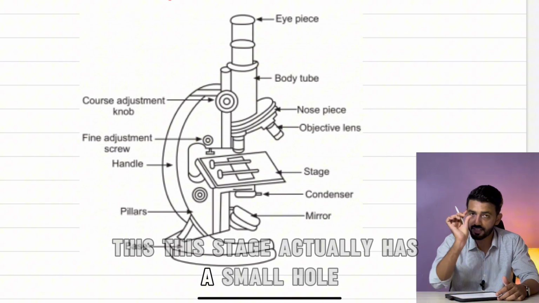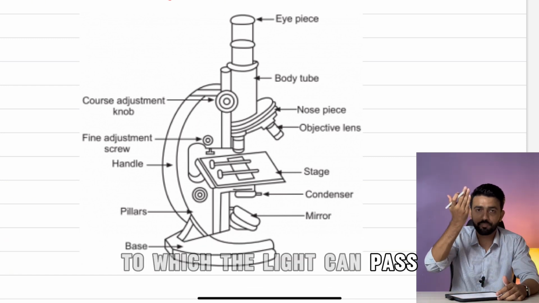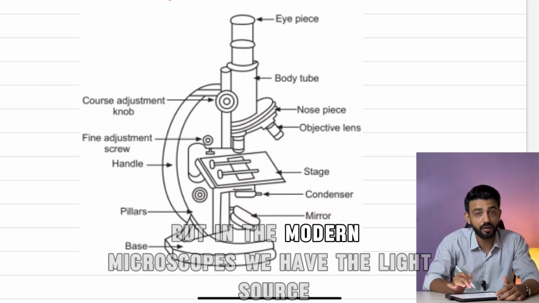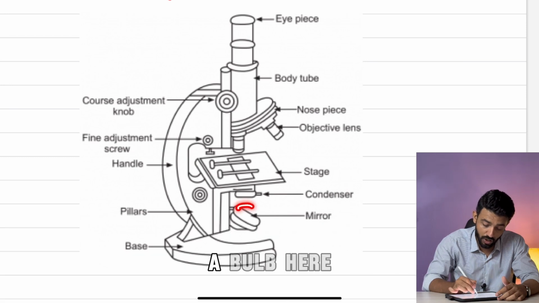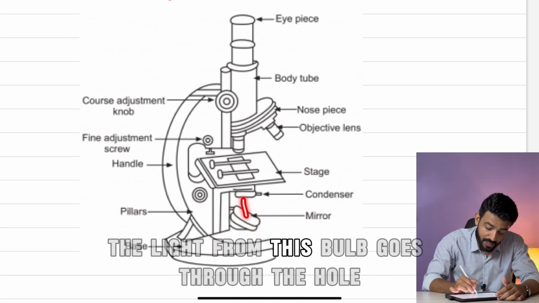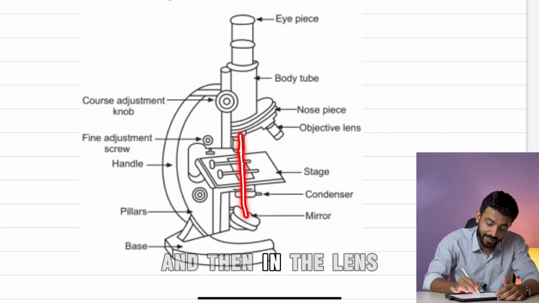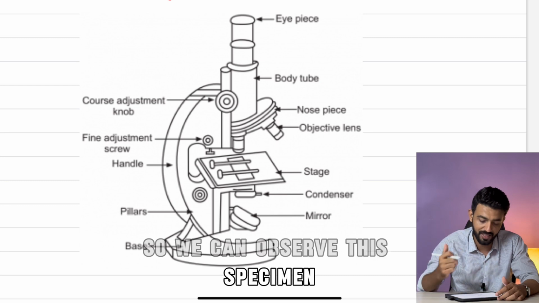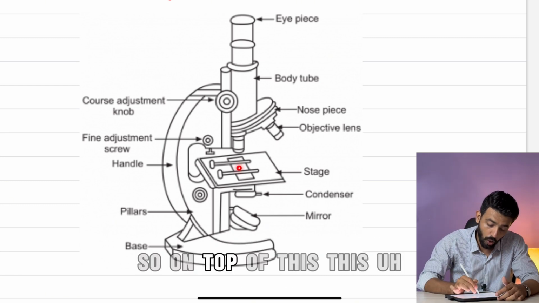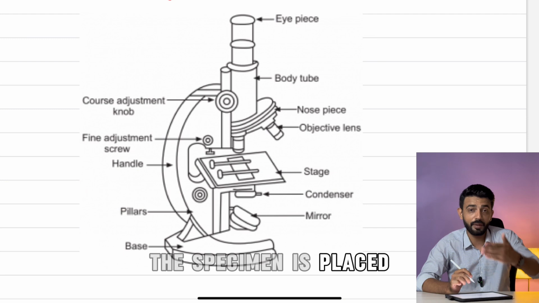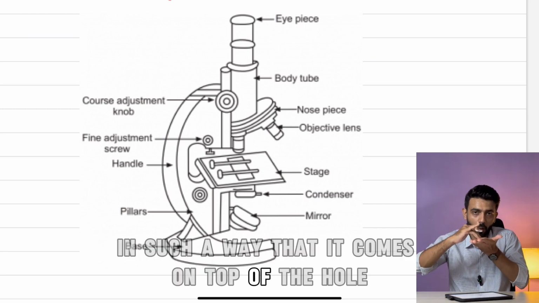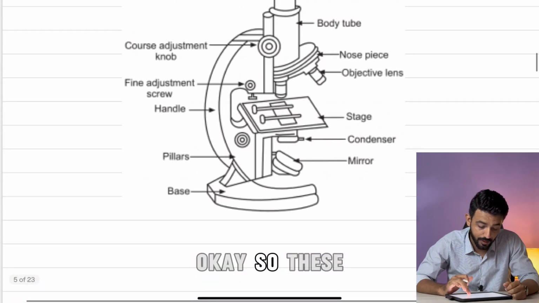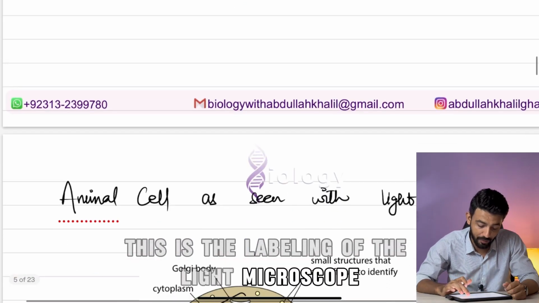This stage has a small hole through which the light can pass. Here we are using a mirror, but in modern microscopes we have a light source, a bulb, here. The light from this bulb goes through the hole and then through the lens and the eyepiece into our eyes, so we can observe this specimen. The specimen is placed on top of the hole, so the light can pass through it. Okay, so this is the labeling of the light microscope.